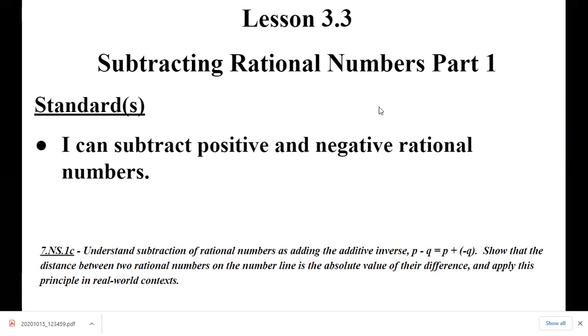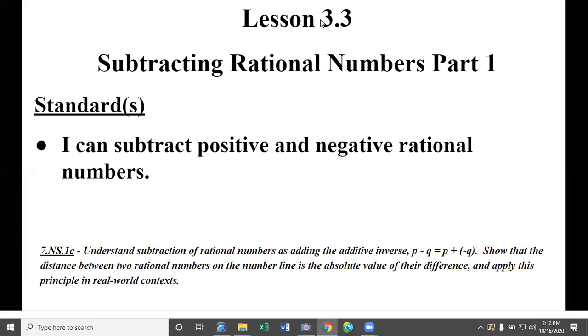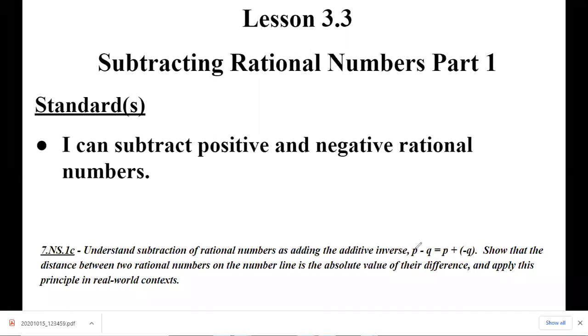And it's from 7.NS.1.C. Understand subtraction of rational numbers as adding the additive inverse. And you should know what the additive inverse is now, right? P minus Q equals P plus negative Q. What that's basically saying is changing the minus a number into a number plus the opposite of that number, or the additive inverse of that number.